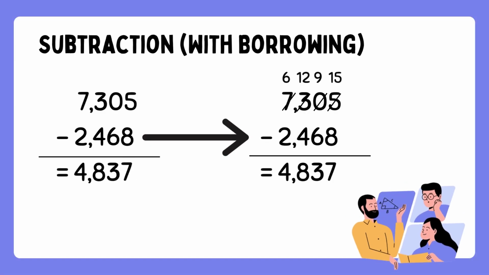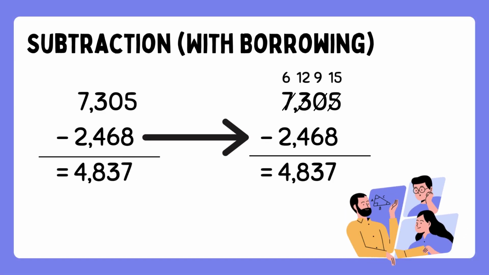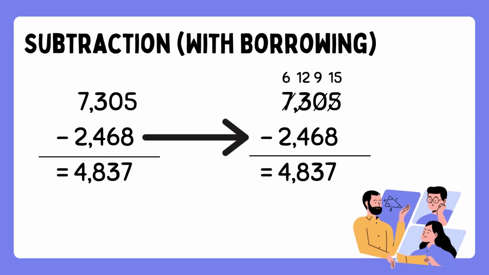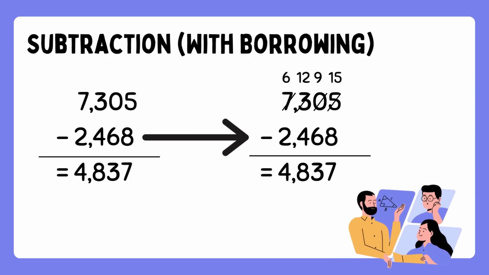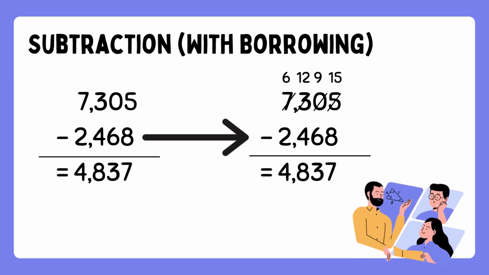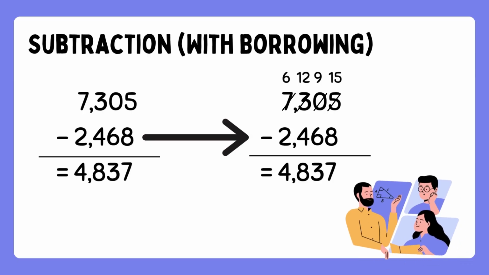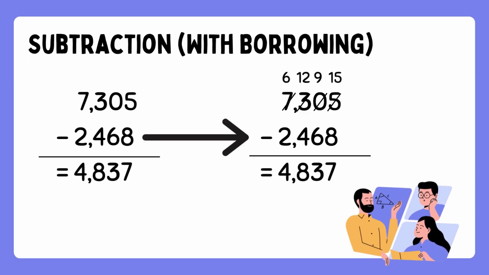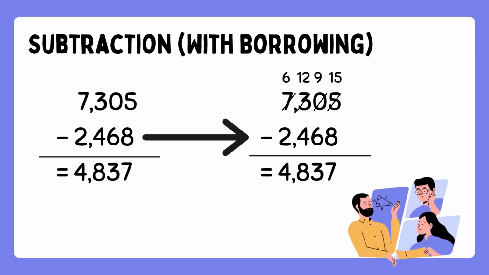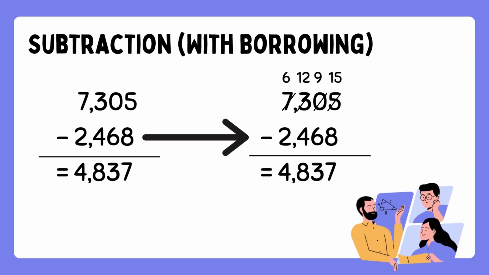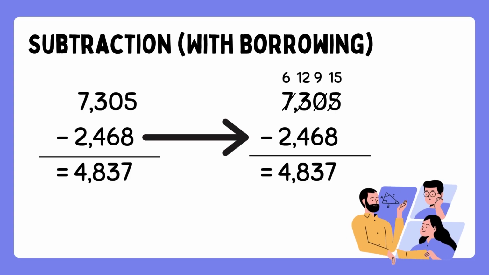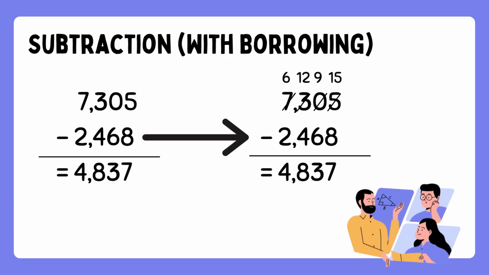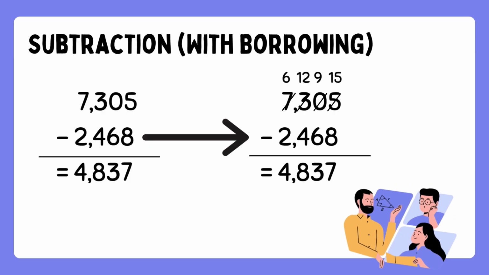Moving on to subtraction. Let's subtract 2,468 from 7,305. We start at the ones place, just like in addition. We look at the ones place, 5 minus 8. We can't subtract 8 from 5 because 5 is smaller than 8. So we need to borrow 10 from the tens place. The tens place is 0, so we can't borrow directly from there. What do we do? We move one place to the left, to the hundreds place.